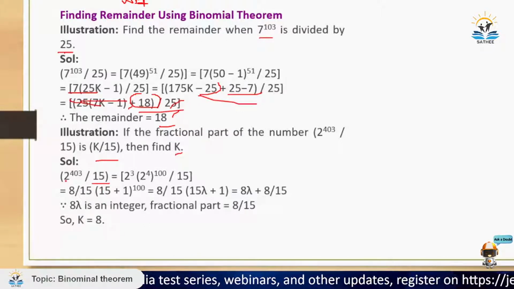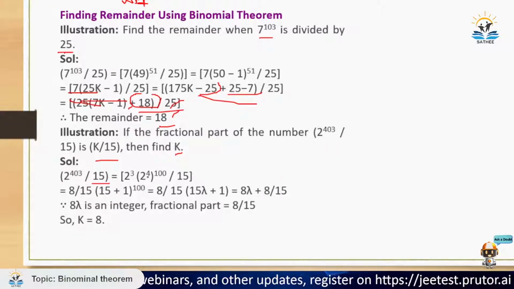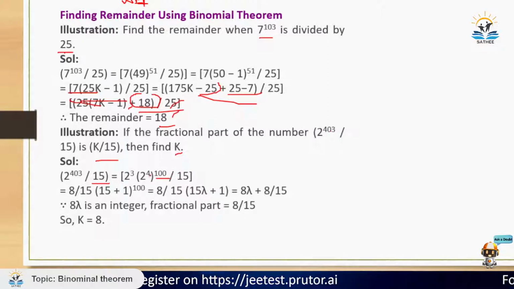So 15 plus 1 is 16, and 16 is 2 power 4. So convert it into 2 power 4. So you will get 2 power 4 into 100, which is 2 power 400, but it is 403, so you will be left with 2 power 3. So 8 by 15 into 2 power 4 power 100. 2 power 4 is 16, which you can write as 15 plus 1 power 100.